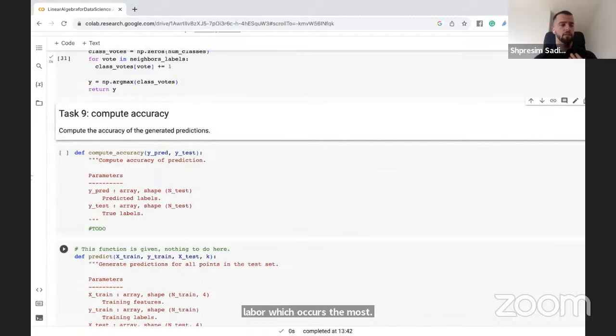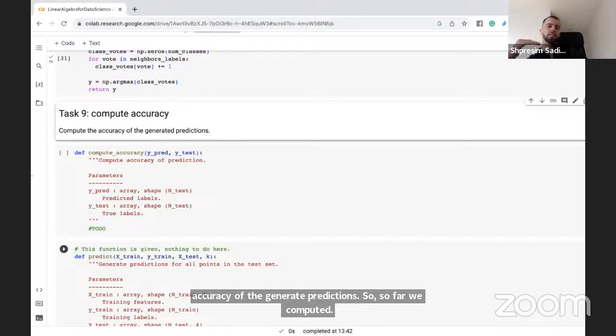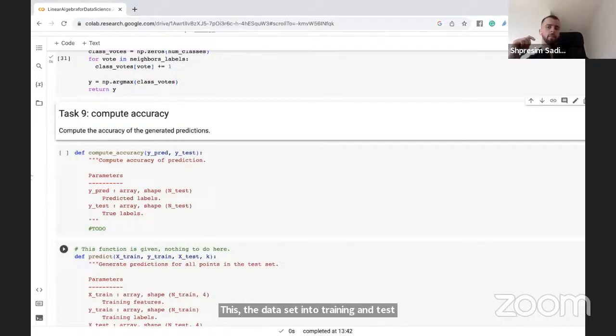And the final step is that we want to compute the accuracy of the generated predictions. So far we split the data set into training and test data sets. And we are using this train data set to train our nearest neighbor. We got a new instance of data, and we found the distance of this point to all the points in the data set. We sorted these distances to contain only the k nearest ones and their corresponding labels. And then out of these k nearest neighbors, we selected the label which was occurring the most.